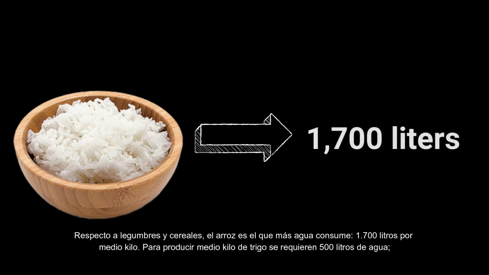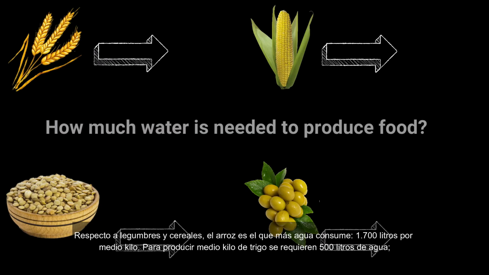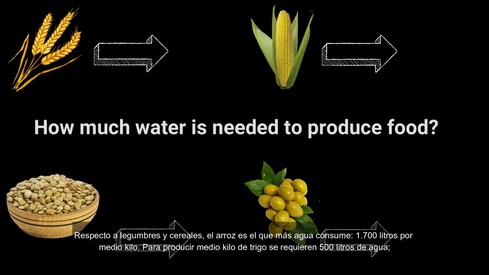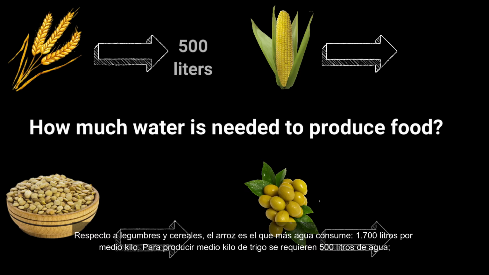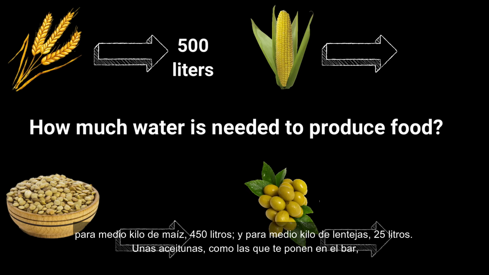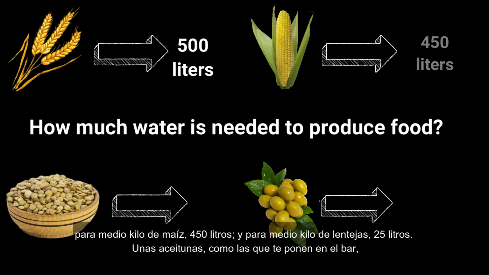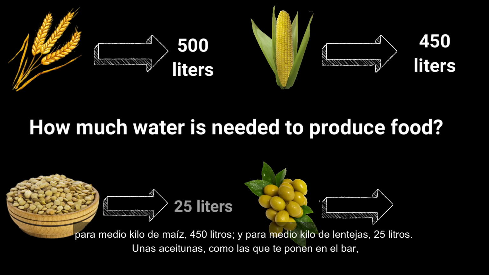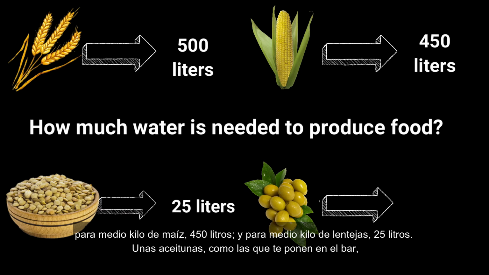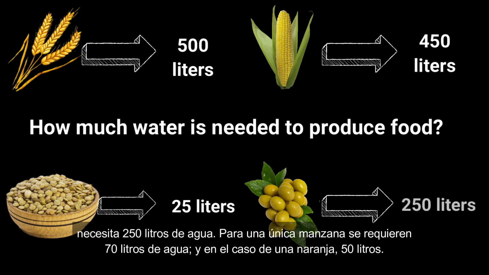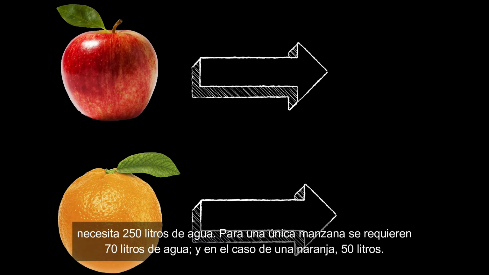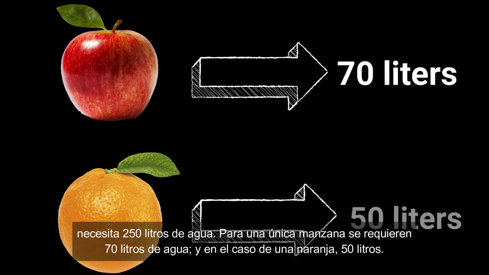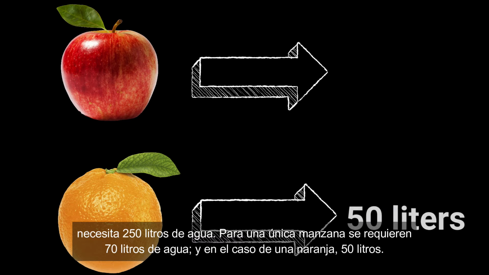Regarding legumes and cereals, rice is the one that consumes the most water, 1,700 liters per half kilo. To produce half a kilo of wheat, 500 liters of water are required. For half a kilo of corn, 450 liters, and for half a kilo of lentils, 25 liters. Some olives, like the ones you get at a bar, need 250 liters of water. For a single apple, 70 liters of water are required, and in the case of an orange, 50 liters.